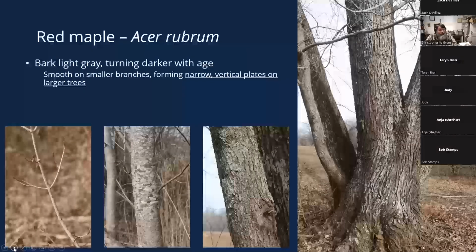The bark is light gray. It tends to turn darker with age. It's really smooth on the smaller branches, and then it forms kind of narrow vertical plates on larger trees. So kind of a platy ridge and furrow, if you will, but it still has that darker gray color to it.